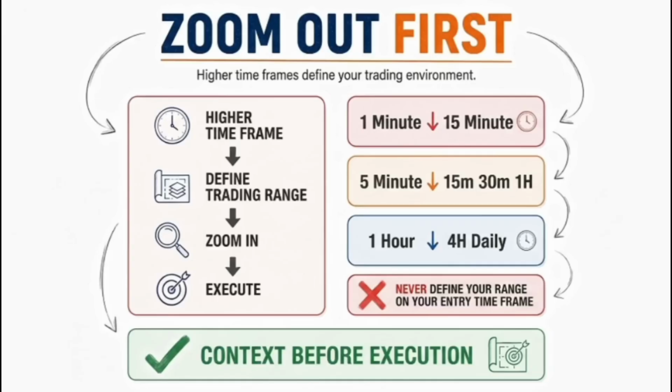The first step is to zoom out to at least one or two higher timeframes compared to your execution timeframe. For example, if you execute trades on the 1-minute chart, define your trading range on the 15-minute chart. If you trade on the 5-minute chart, use the 15-minute, 30-minute, or 1-hour chart. If your execution timeframe is the 1-hour chart, define your trading range from the 4-hour or daily chart. This rule is critical. Never define your trading range on the same time frame you use for entries.